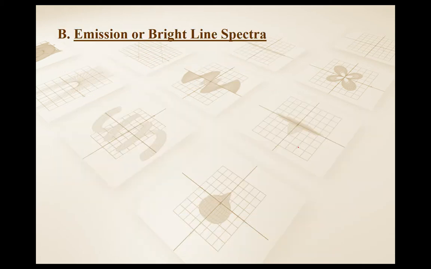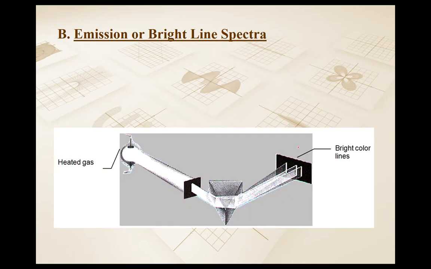Second spectra is the emission or the bright line spectra. In this, what we're going to do is take a gas and heat this gas up. So I'll just try to shade in a different color of a gas here. We have this tube, and this tube contains a bunch of this gas. And what we're going to do is put an electrical current through it.